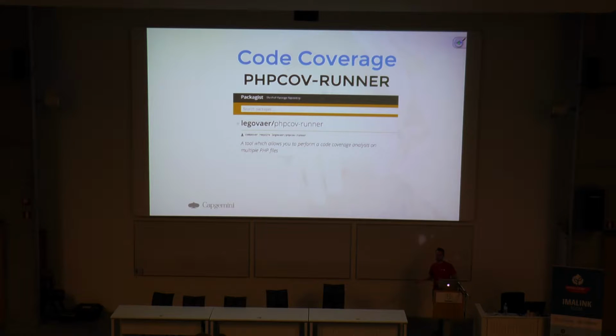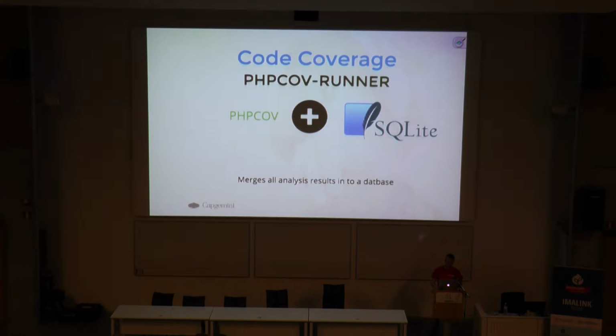I created a fork of the existing PHPCov tool, and I called it PHPCov Runner. It's not just a new fancy name, no. The thing I've done is, we have PHPCov, and for every single line we are going to analyze, I grab that array which you have seen before, and I put it into an SQLite database.